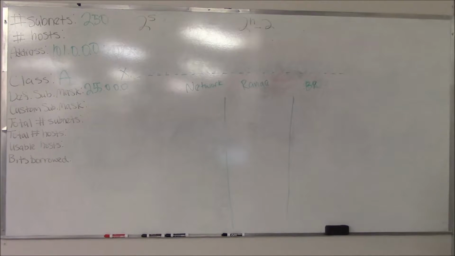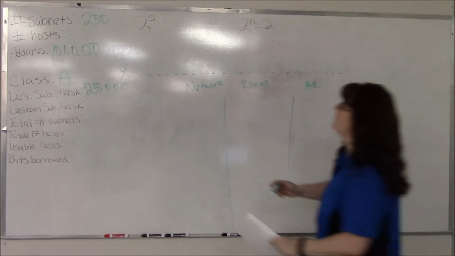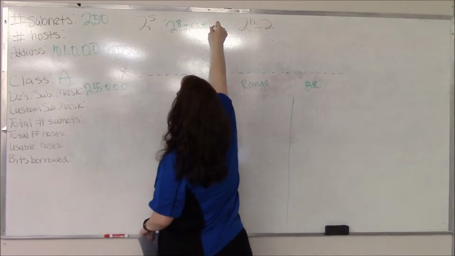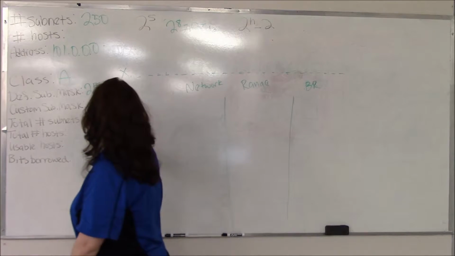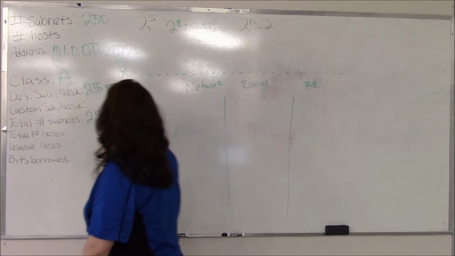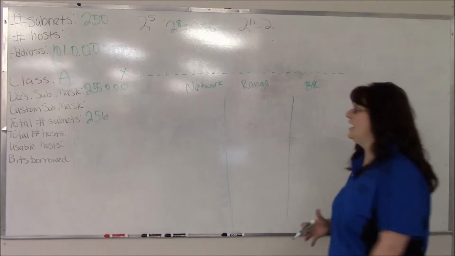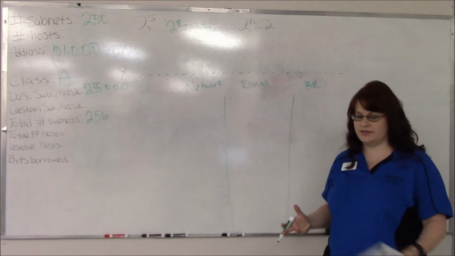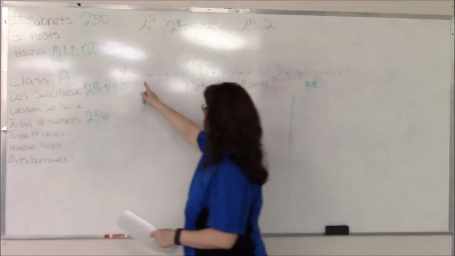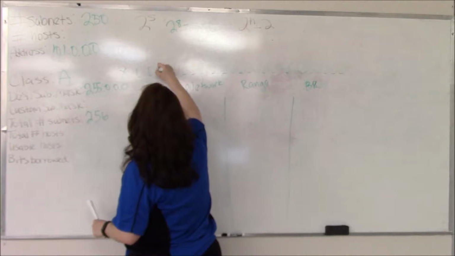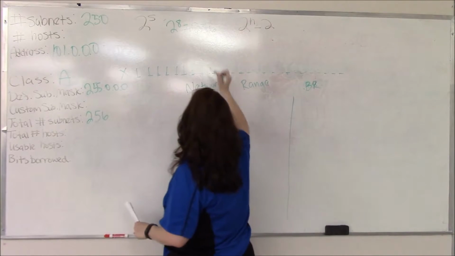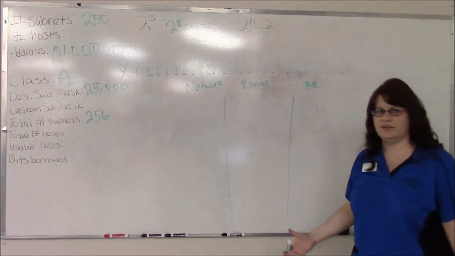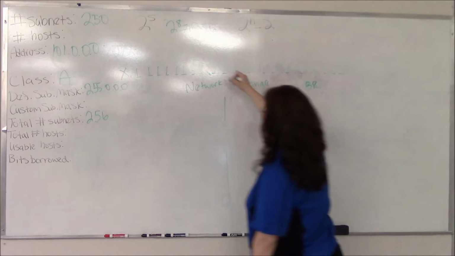How am I going to do that? 2 to the 8th. Very good. 2 to the 8th gives me 256, right? 256 total subnets. I need to write down 8 ones. I'm going to start in the second octet, right? I'm going to start right here. 1, 2, 3, 4, 5, 6, 7, 8. Well, that's interesting. That's the whole octet. And that's all I need. So that means all these are going to be zeros.